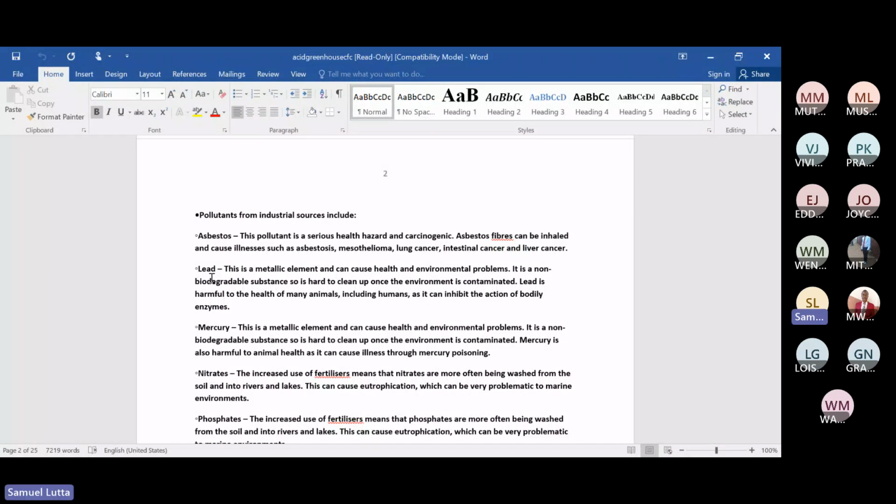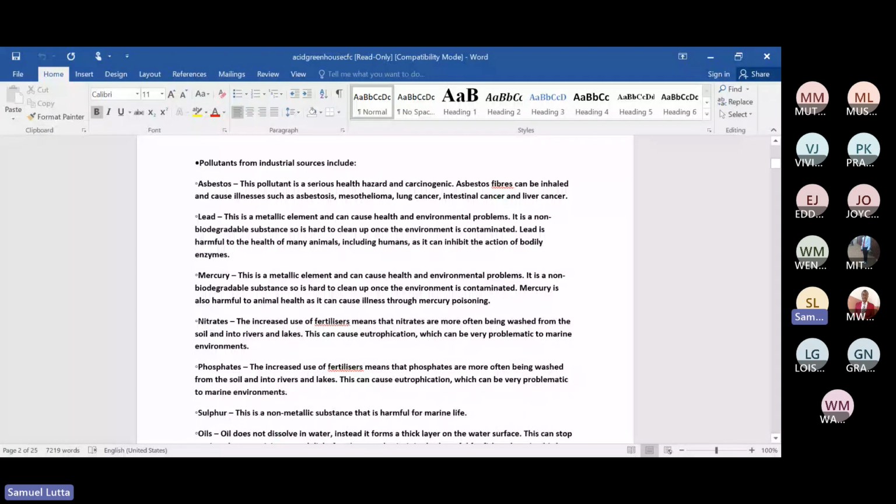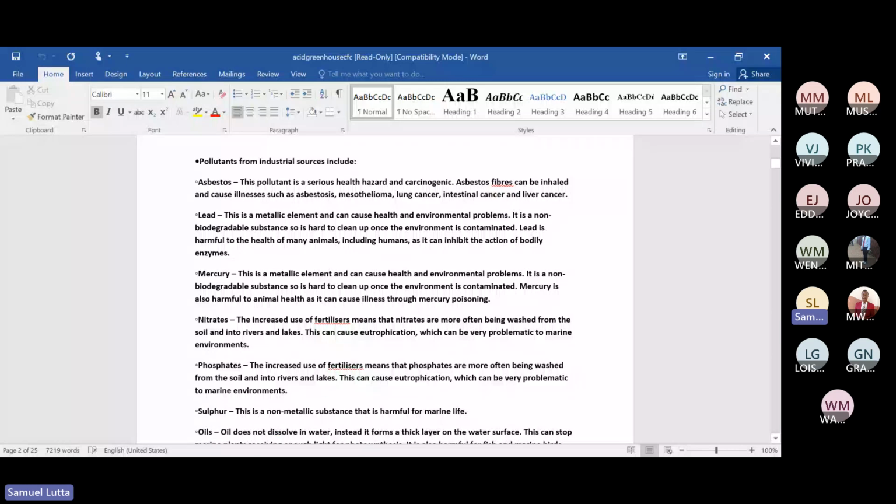And then from, again, the industrial waste, you can also get the nitrates and the phosphates. So these nitrates and phosphates, you can get them from plants that make fertilizer. We talked about ammonium nitrate, potassium nitrate, calcium nitrate. And when you have an excess of these nitrates, they'll find themselves in the rivers and the lakes. And we say the effect of this is that they cause eutrophication, which is a problem in the marine environment.